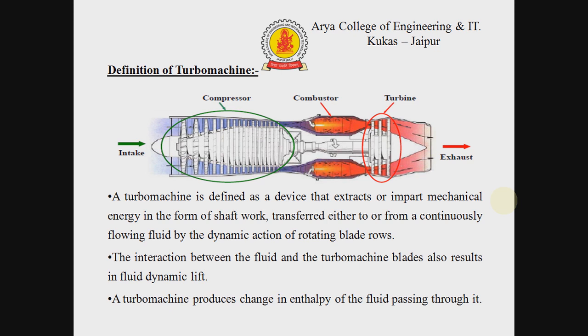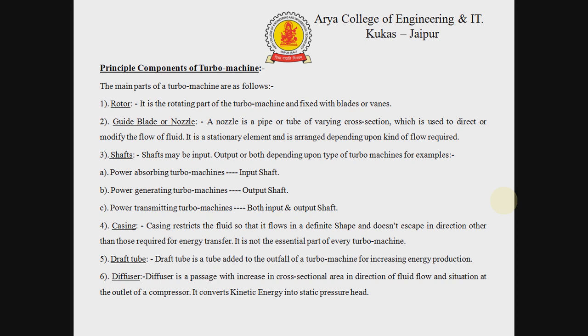Now we discuss the definition of a turbo machine. The figure shows the turbo machine. A turbo machine is defined as a device that extracts or imparts mechanical energy in the form of shaft work, transferred either to or from a continuous flowing fluid by the dynamic action of rotating blade rows. The interaction between the fluid and the turbo machine blades also results in fluid dynamic lift. A turbo machine produces changes in enthalpy of the fluid passing through it.